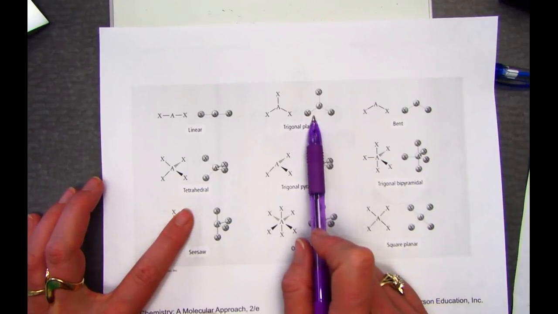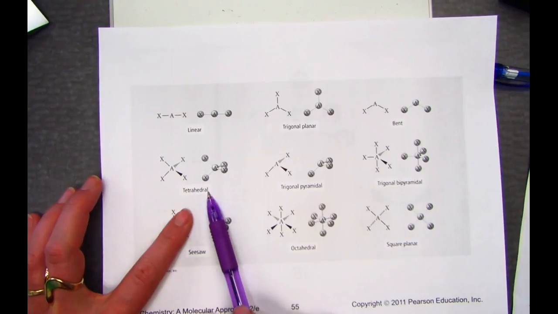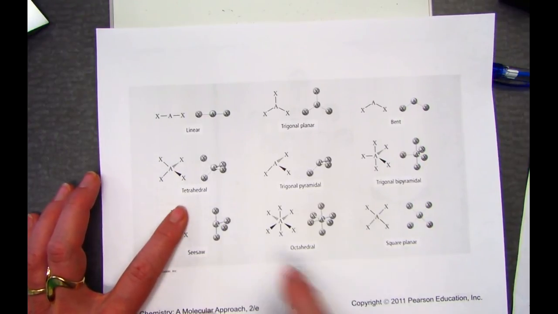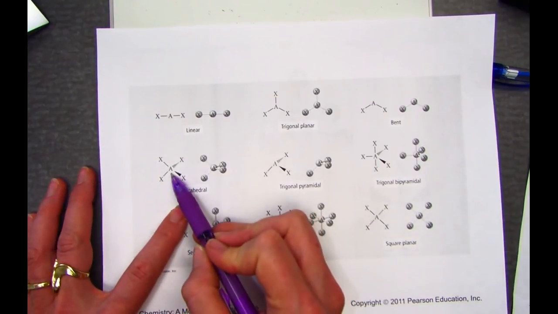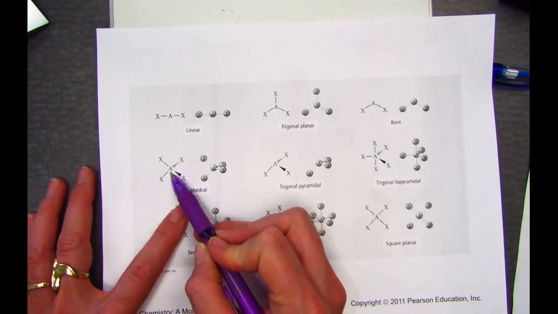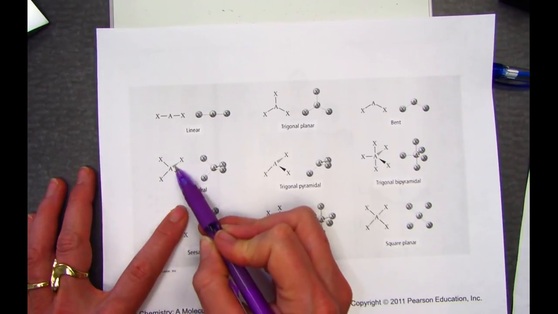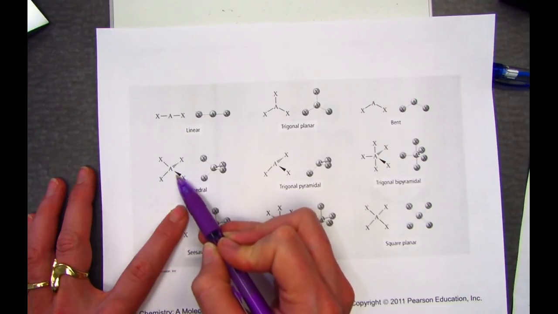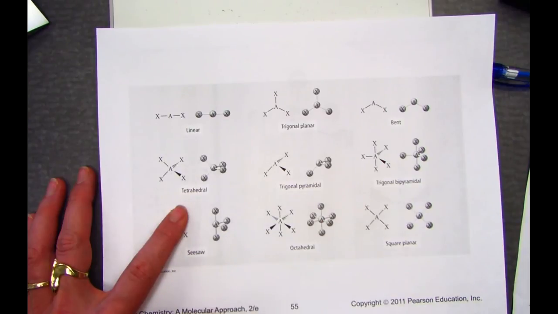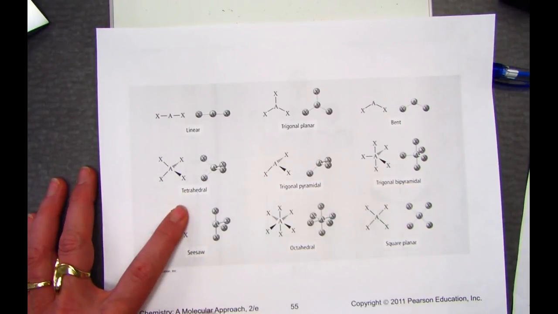They're going to lie flat on the table, and so will a bent molecule. But finally, I start to see things that I need to represent coming in and coming out of the paper, as in a tetrahedron. If A represents the central atom, I have to show one coming out and one going into the back of the paper, and that's all they're showing you when you see these solid lines that's coming out at you, and if it's going back into the paper, you're going to see that dashed line there.